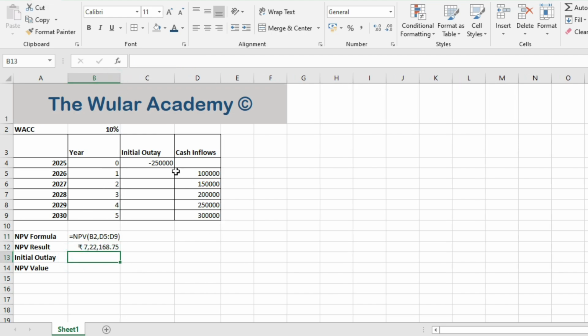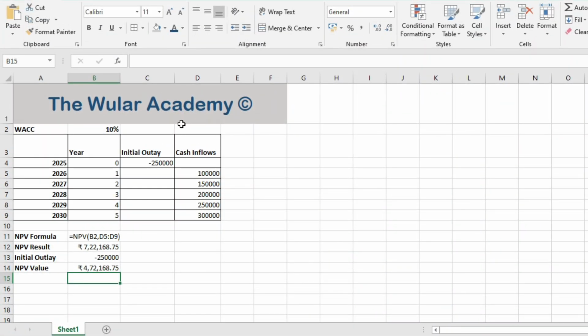Now our initial outlay is this 2,50,000. It's a negative value. Now we have to calculate the net present value. To calculate net present value, we will add this value to the net present value. Since it's a negative value, it will automatically get deducted from the net present value result. So our net present value is 4,72,168.